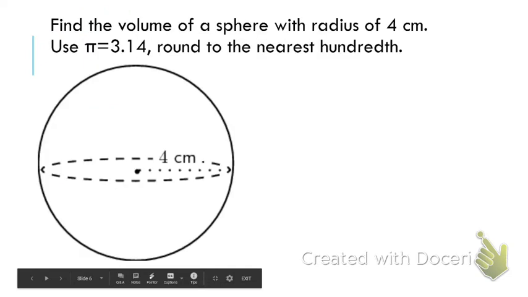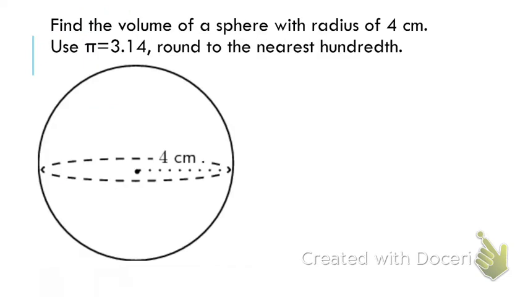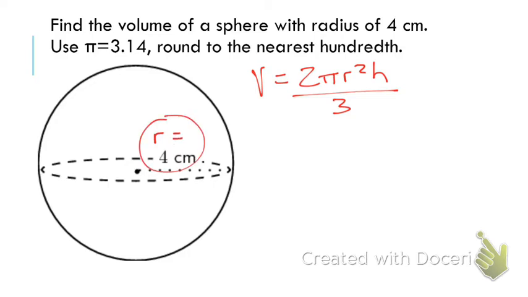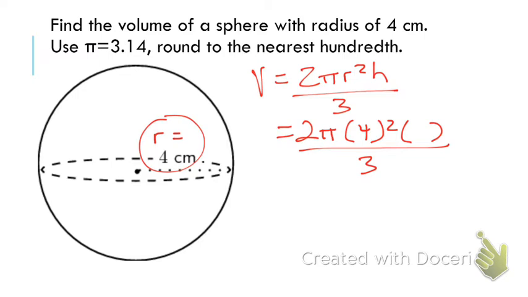So here we go. Find the volume of a sphere with a radius of 4 centimeters. So we're going to go back to our formula. Volume of a sphere is 2 pi r squared times height over 3. So 2/3 times pi r squared times height. The radius here is 4. And so when we fill this in, I'm going to fill in 4 for the radius. And then the height, well, what's the height?